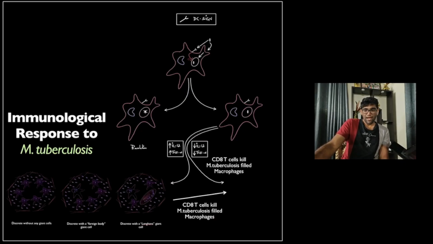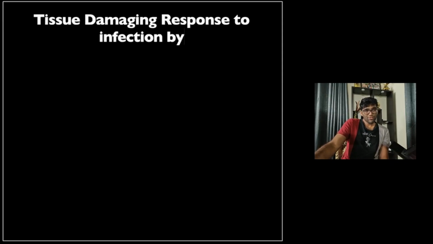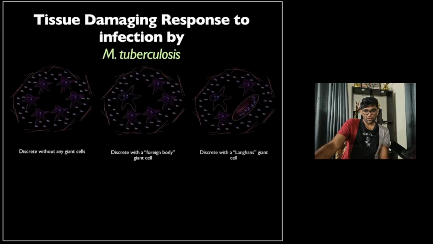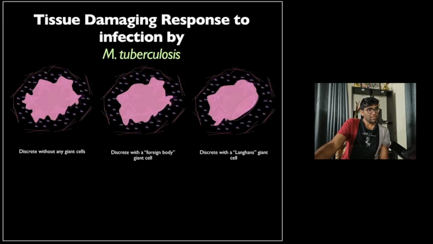Now, these cells are killed by CD8 plus T cells that are in turn activated by interferon gamma production. And that is what is called the tissue damaging response, more colloquially termed the caseous necrosis that you get in tuberculosis. But again, this is a histopathological finding. So, a tissue damaging response, quote unquote, to infection by M. tuberculosis results in the formation of central caseous necrosis. Please note that the granulomata have undergone caseous necrosis in the center. You have a dense lymphocytic infiltrate around it.